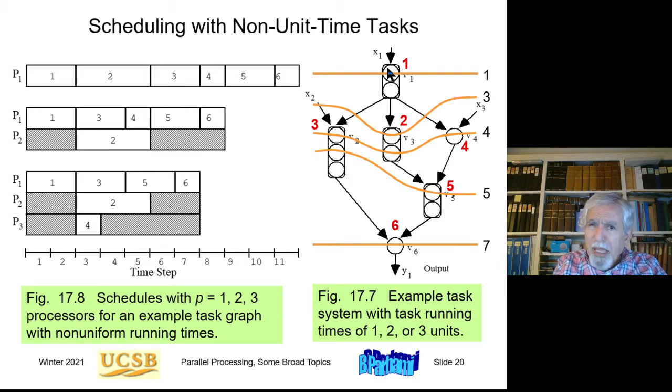The critical path here is 2, 4, 6, 7. So this will be priority 7. There is nothing with priority 6 because no task starts here. This is priority level 5, layer 5, then layer 4, layer 3. Again, there's no layer 2, and layer 1.